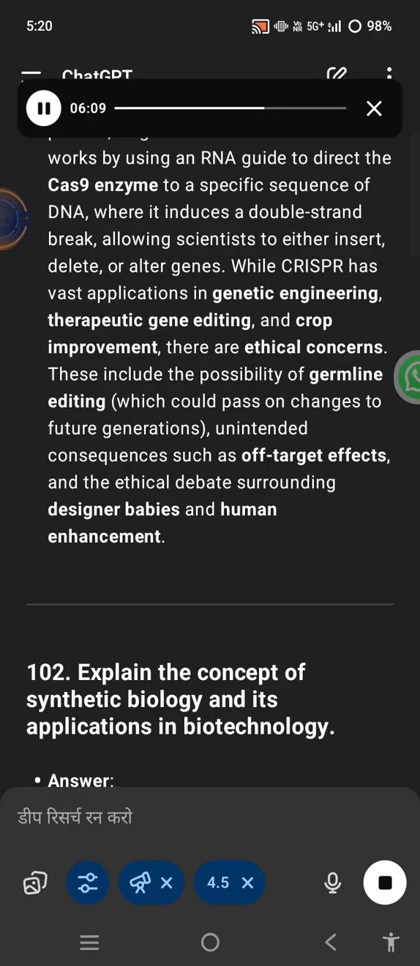Stem cells have significant potential in regenerative medicine, tissue engineering, and drug development, as they can be used to replace damaged or diseased tissues and organs.